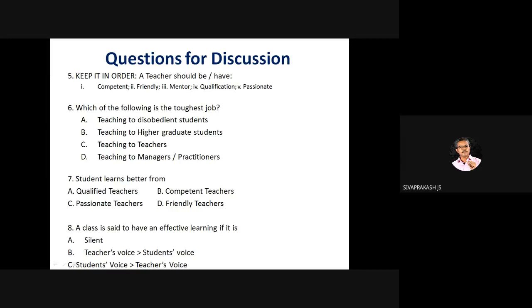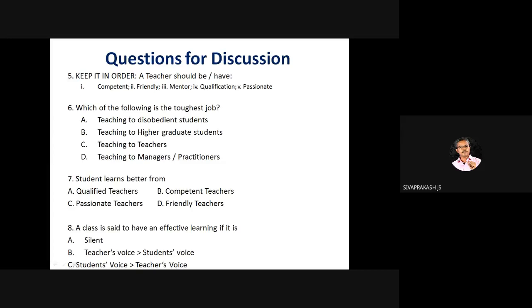Question number 7. A student learns better from a passionate teacher. And that's why, in the keep it in order question, if you are perfect, then you could be perfect in question number 7. Right? A student learns better from passionate teachers.